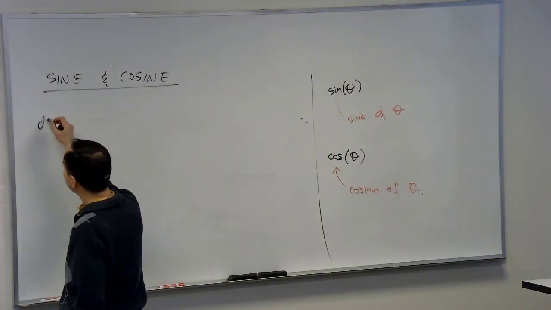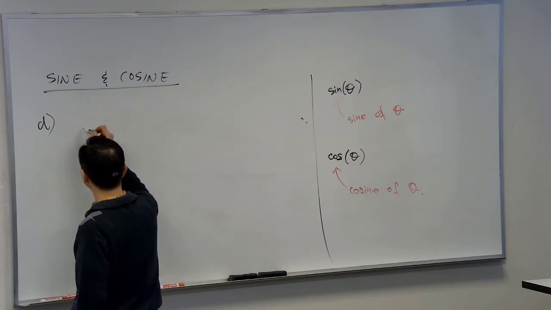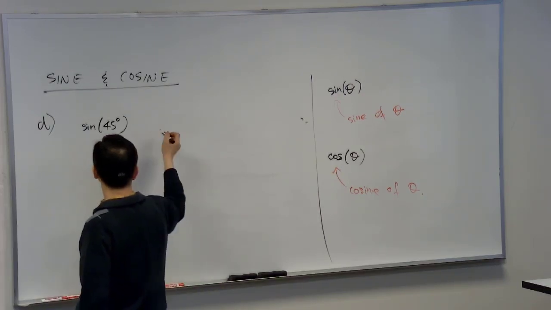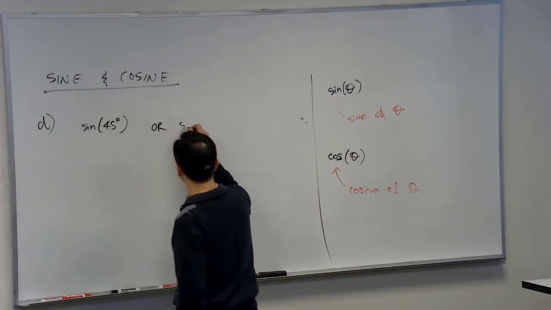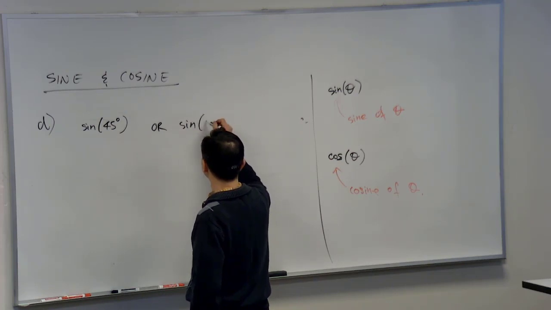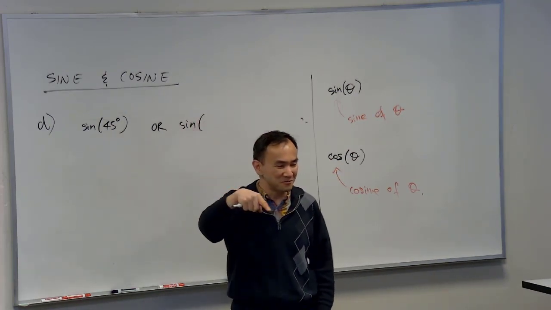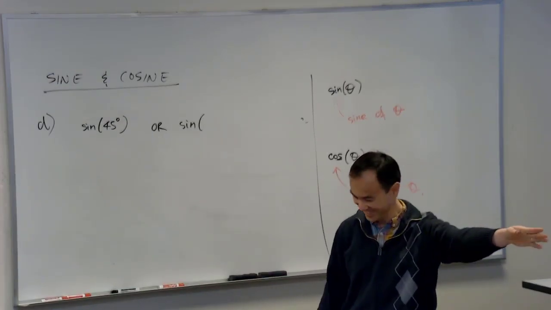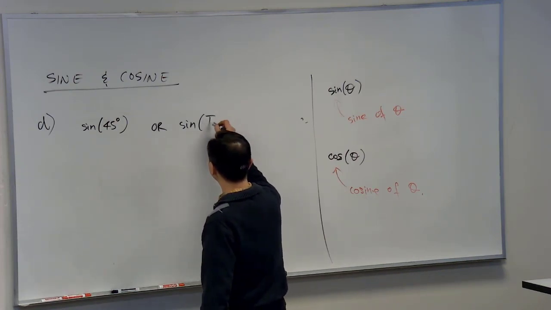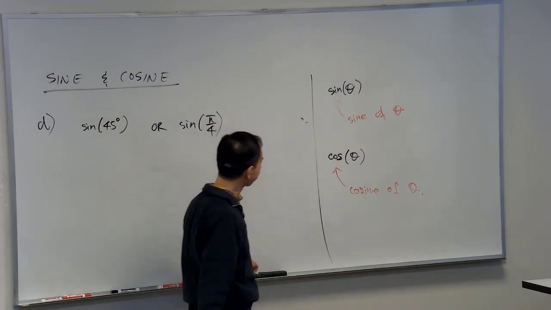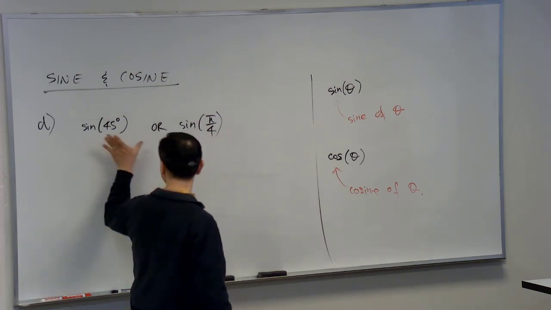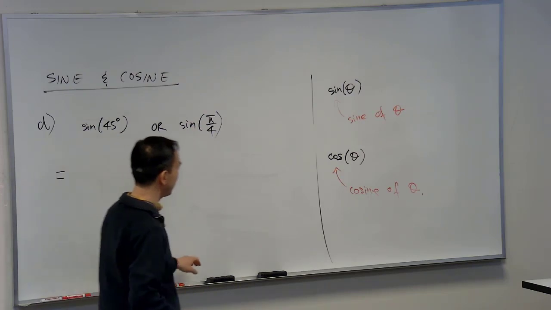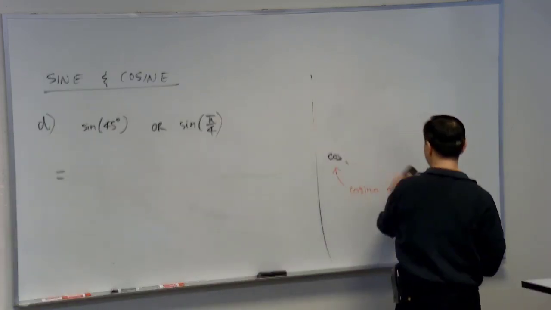In part D, let's call it sine of 45 degrees right there. Or you can also write it as sine of, what's the angle in radians for 45 degrees? Pi over 4. I agree, a positive rotation. But we want to look for the sine value. See what I mean? So allow me to only write down one equal sign right here, but this is how we're working it out.